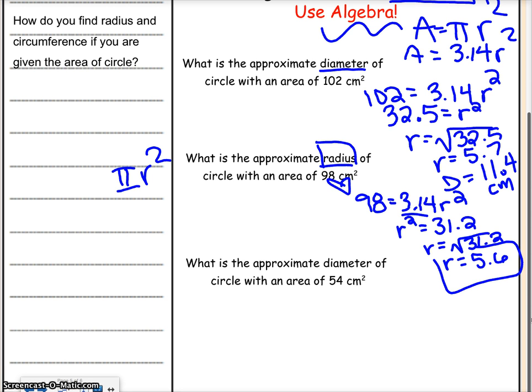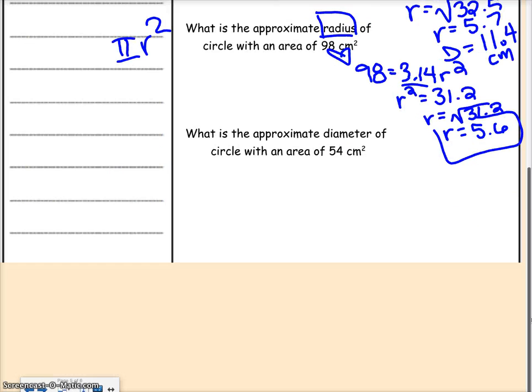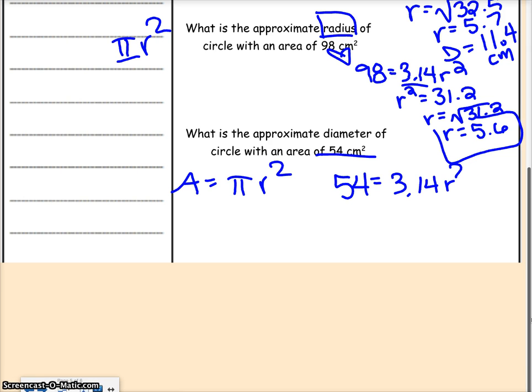We got another diameter one. You try this one. All right, let's test to see if you got it right. Pi r squared is my formula. If the area is 54, then I say 54 equals 3.14 r squared. That's always my first step. This is what I do at first. Then I divide.